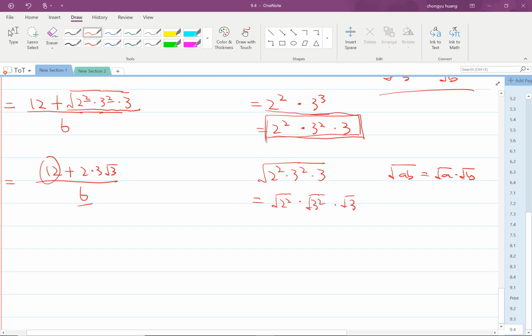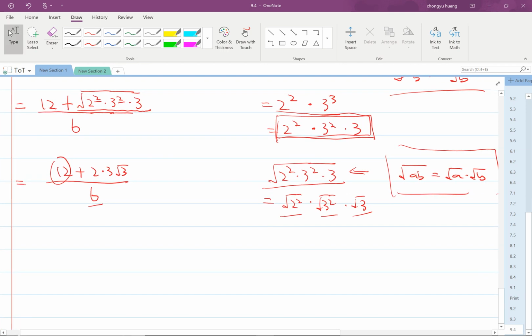Okay, so we are actually using this property into this one right here, right? So you are actually able to write this. We are able to turn this square root into 3 separate square roots, right?